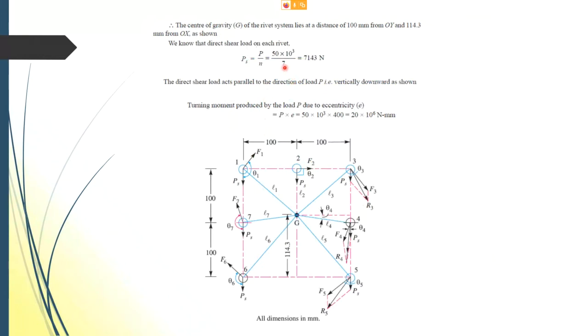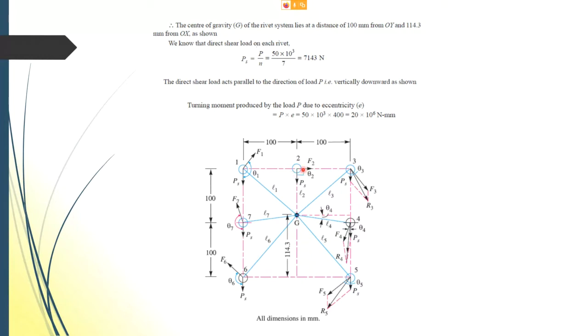Then all the primary shear loads you can calculate based on the 50 kilonewton divided by 7 rivets. So you have 7143 Newton. All the direct shear loads, that means the primary shear loads P1 to P7, should be 7143. Then you find the turning moment. Of course, this diagram must be completed by now. You can see your theta 1. You have to mark down your theta 1 based on the parallelogram that you have drawn, so you should know roughly where the angles are.